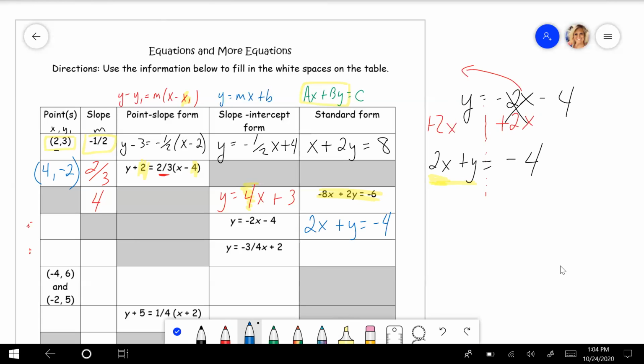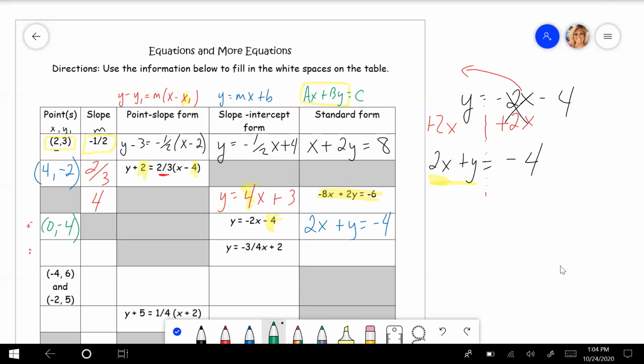Now, it wants to know a point. To be honest, the easiest thing to do is in slope intercept, this -4 right here is giving us a point. That's your y-intercept. So your point should be 0, -4. Is that the only one you can get? No, because you could put this in the calculator and find another point.